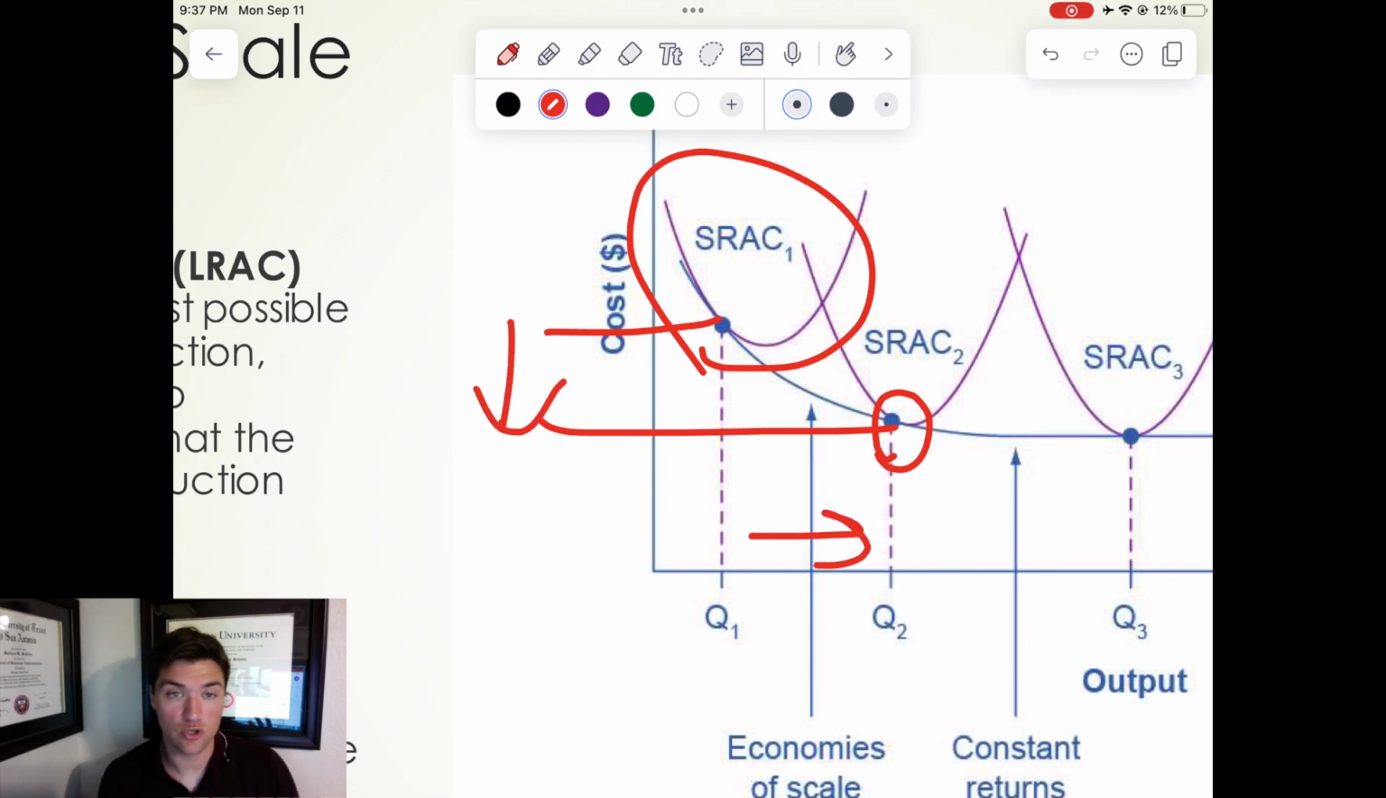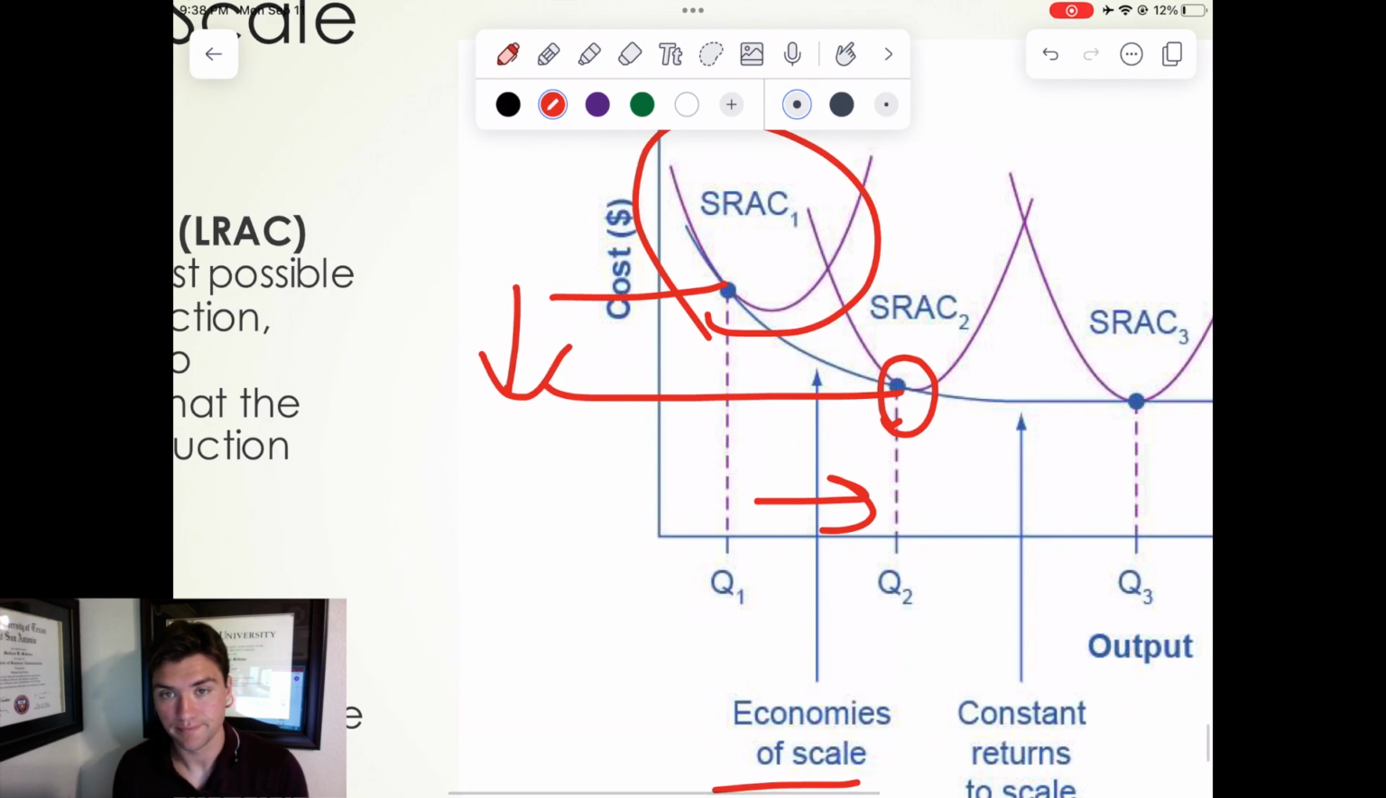Okay, so because you buy a new machine, so you have a new fixed input, this is going to change the short run average cost curve. So we now have a new average cost curve with a new point. Okay, and as we can see here, because you increase the quantity, it's now cheaper to make something. Because it's cheaper to make it, that's called economies of scale.